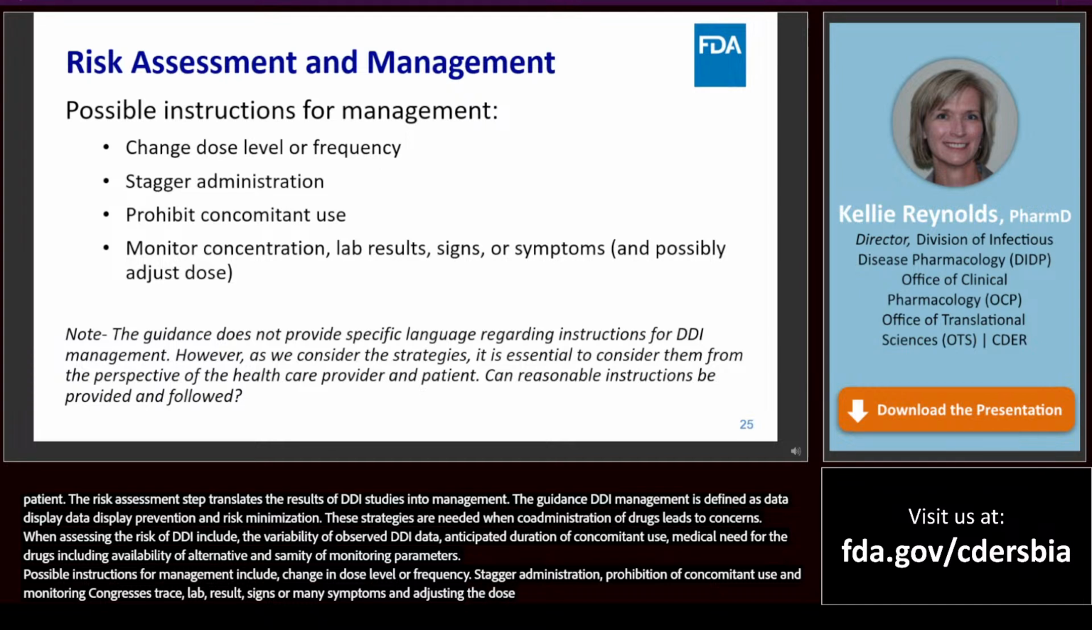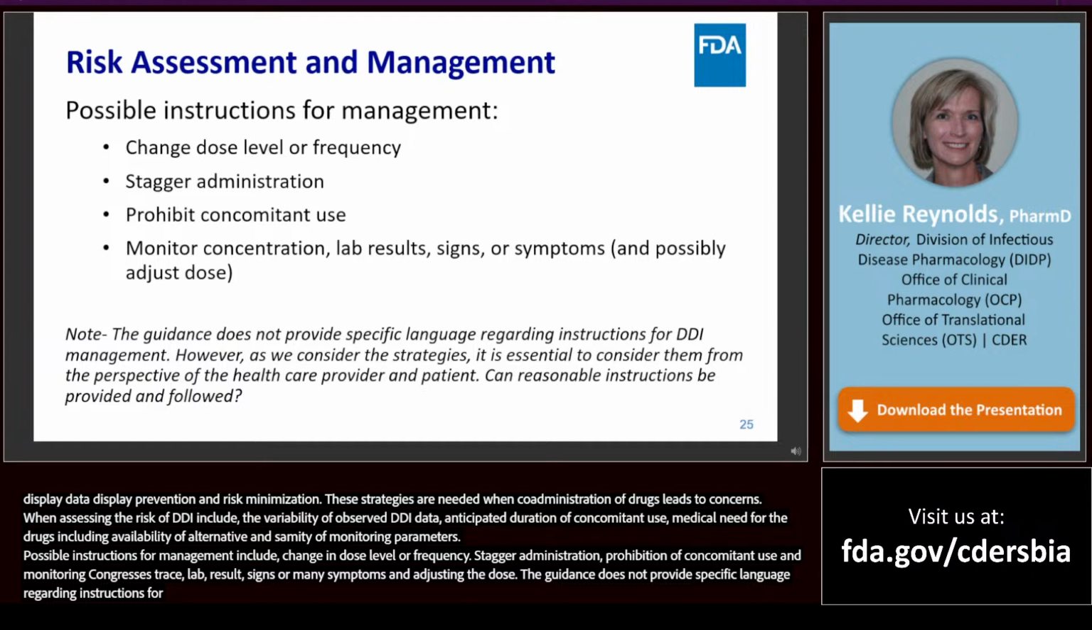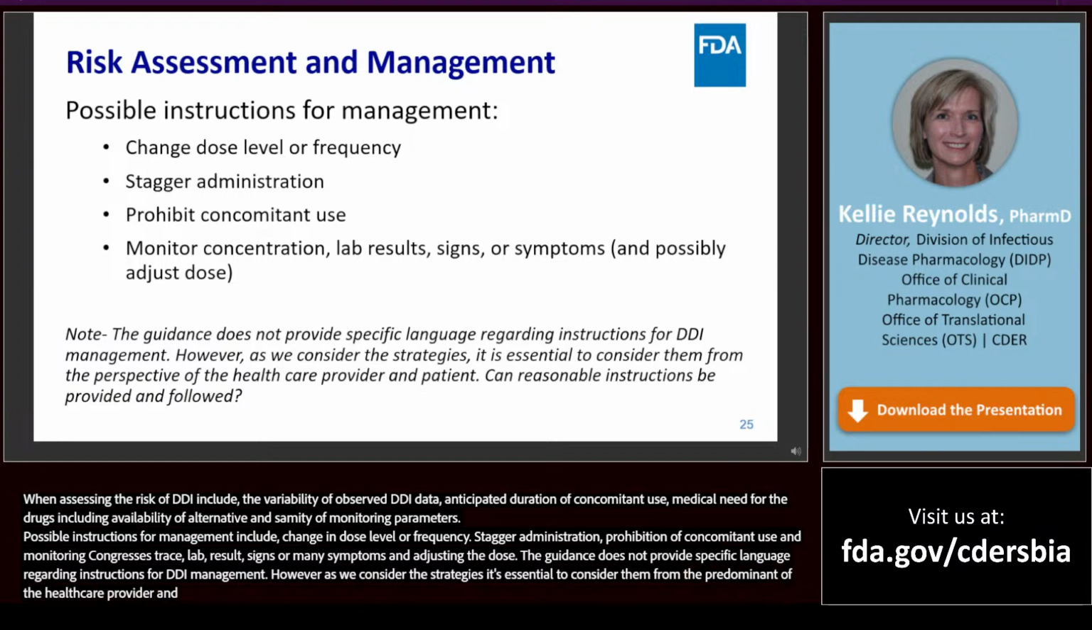The guidance does not provide specific language regarding instructions for DDI management. However, as we consider the strategies, it is essential to consider them from the perspective of the healthcare provider and the patient. Can reasonable instructions be provided and followed?